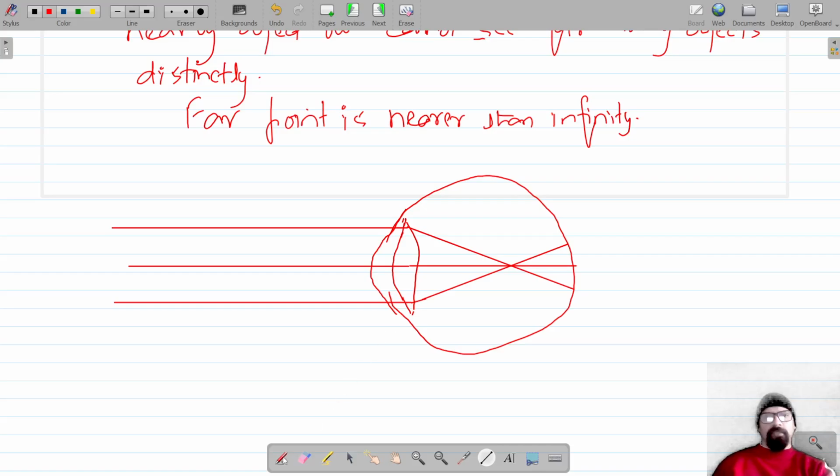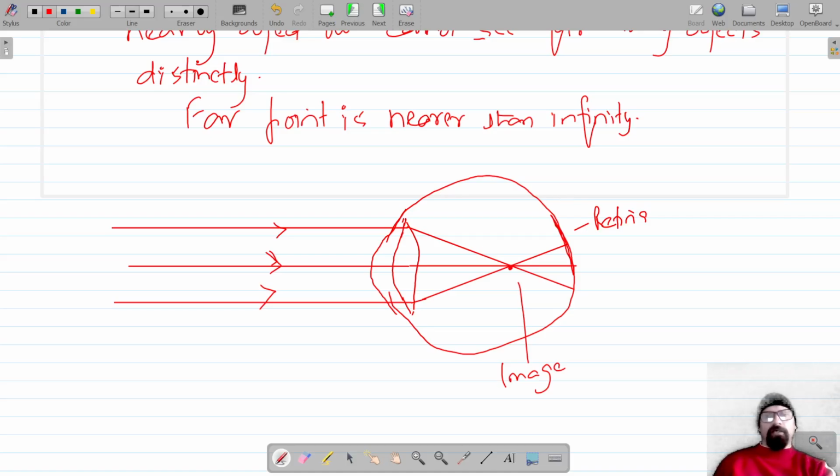Okay. So now this image is formed, and this is the retina. So image is formed in front of the retina. This is where the image is formed. And this is because the light rays coming from the infinity, they are meeting before the retina.